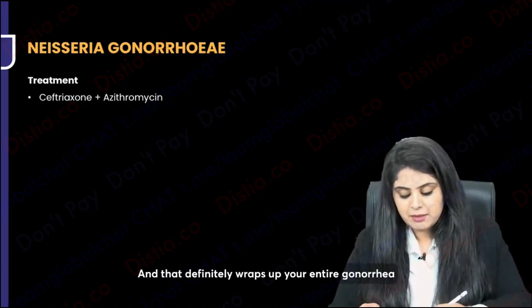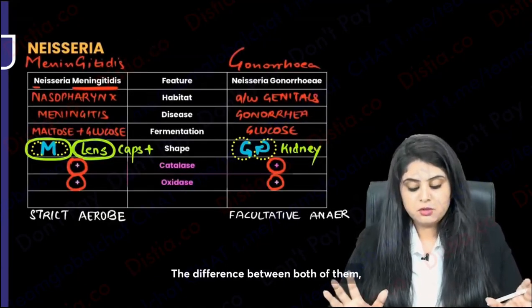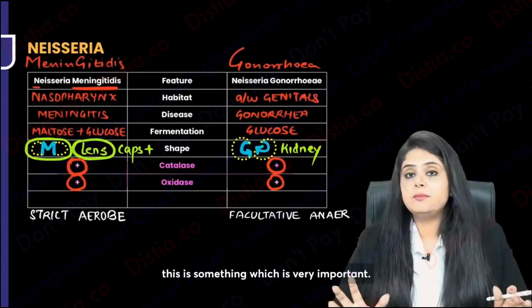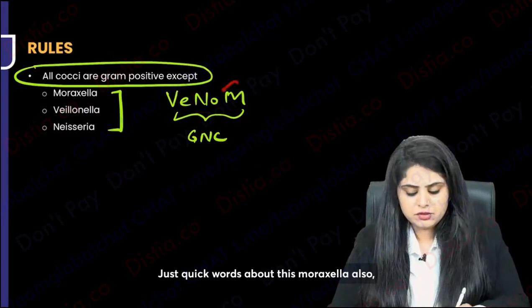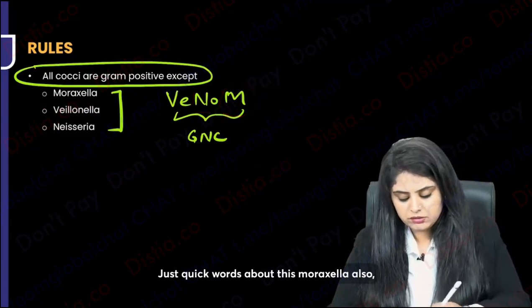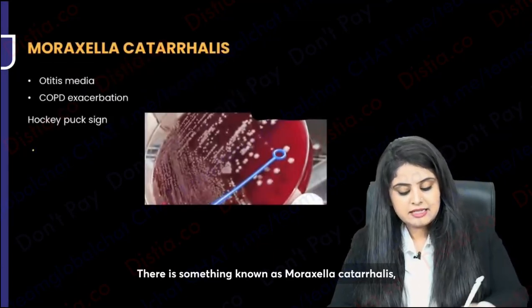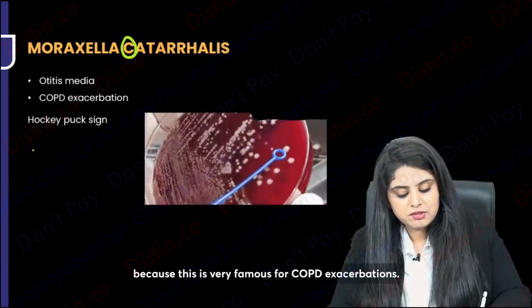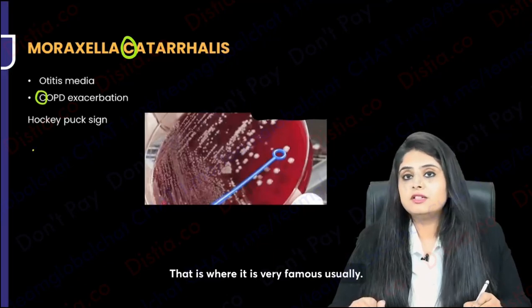And that definitely wraps up your entire gonorrhea and meningitis, the difference between both of them. This is something which is very important. But this was not the only gram-negative cocci. Just quick words about Moraxella also, exactly 2 slides. There is something known as Moraxella catarrhalis, and remember C for C, because this is very famous for COPD exacerbations. That is where it is very famous.